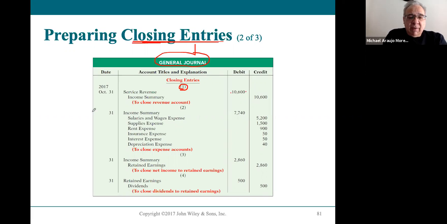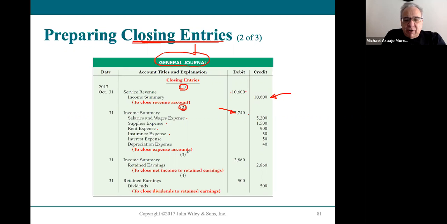We do the same thing. The second thing we do is we close each individual expense account. Look, each individual expense account is going to get an equal credit, so the debit and credit side are equal. That makes all those accounts zero balances. The total is going to go in income summary. Now look what's sitting in income summary. The $10,600 is the total revenue. The $7,740 is the total expenses. I hope this looks familiar because that's exactly what was on the income statement for Sierra Corporation.